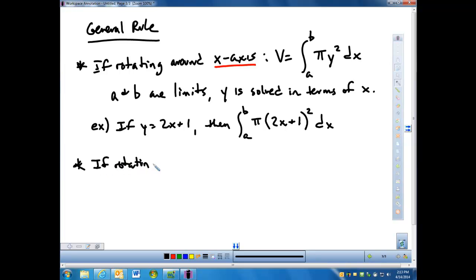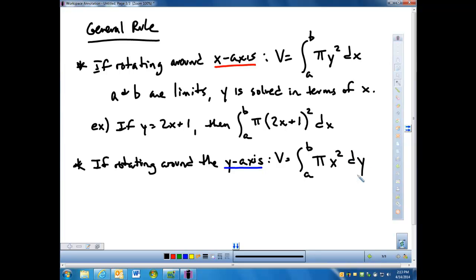Now, if we're going to rotate it the other direction, around the y-axis, so we're spinning it horizontally, if you will, then it's going to be very similar. The volume formula is going to go from our two limits again, from a to b, but it's pi times x squared dy. So again, just like before, we're going to be writing our function, whatever x equals in the problem.